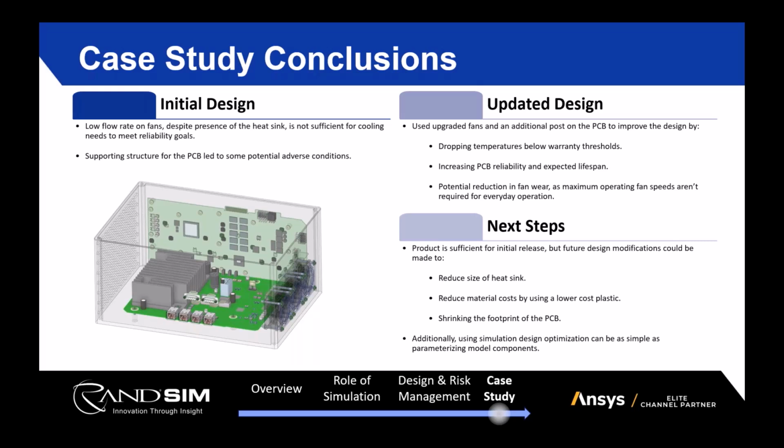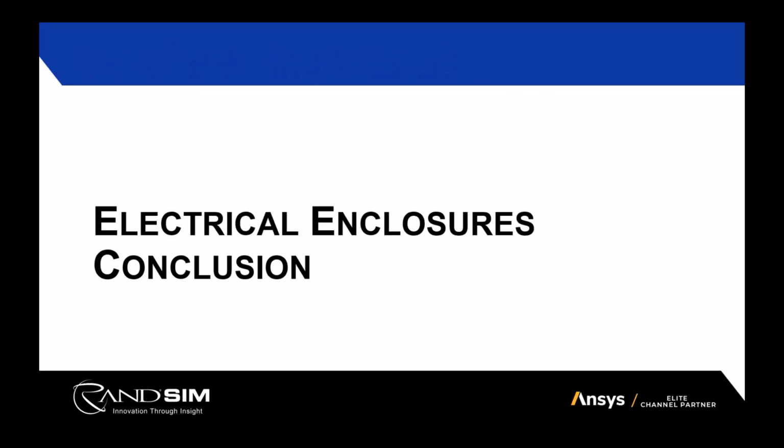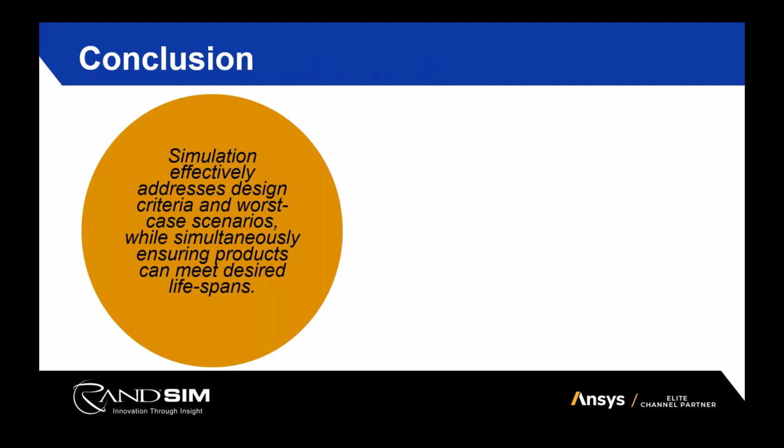And so overall, this shows how simulation can really be leveraged to not only enhance the process of a design of an electrical enclosure, but make it more efficient, make it more time expedient because of the ease of turning over these analyses in contrast to relying on physical prototyping, especially when lead times for physical prototypes are increasing as we go. And so overall, the conclusions for this entire webinar are really that simulation is an effective tool at addressing design criteria and worst case scenarios while simultaneously ensuring that products can meet the desired lifespans as they are designed.